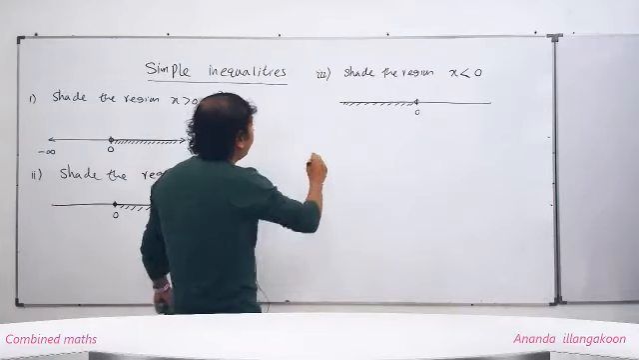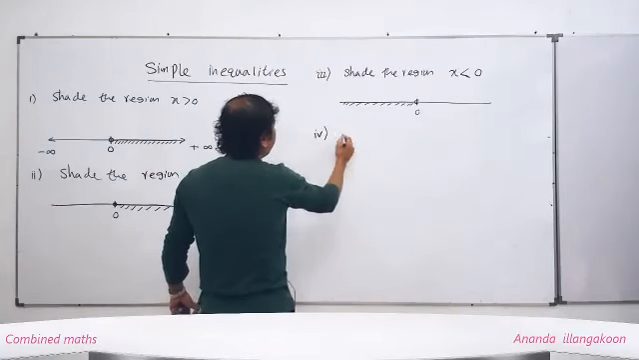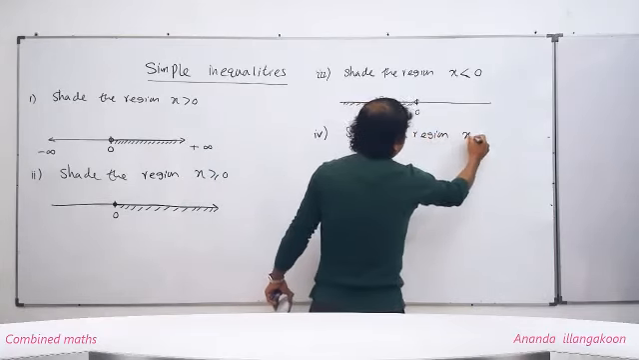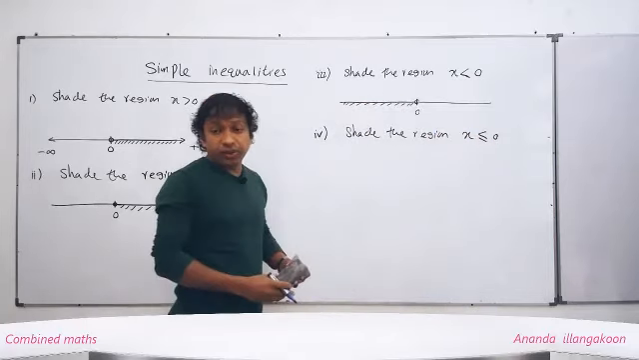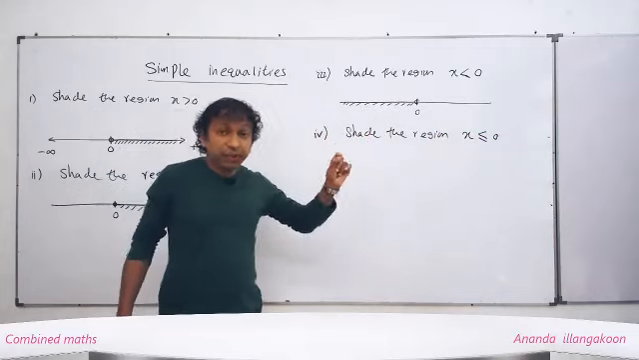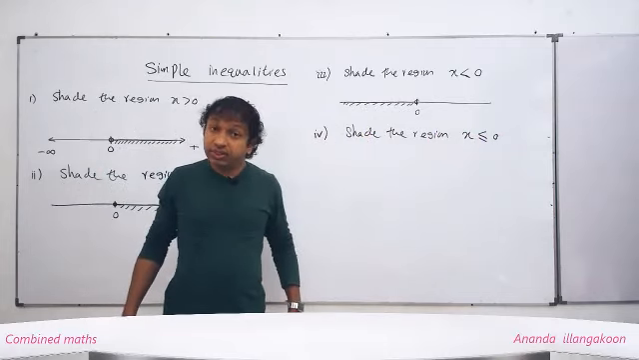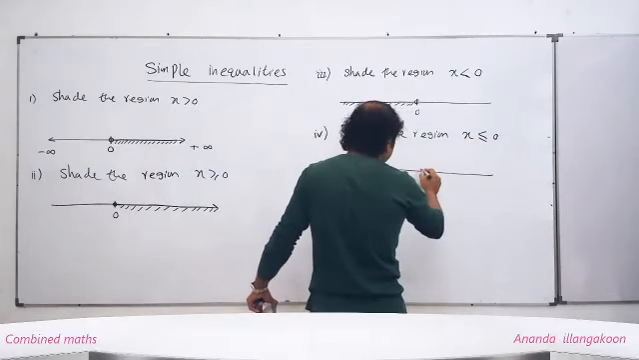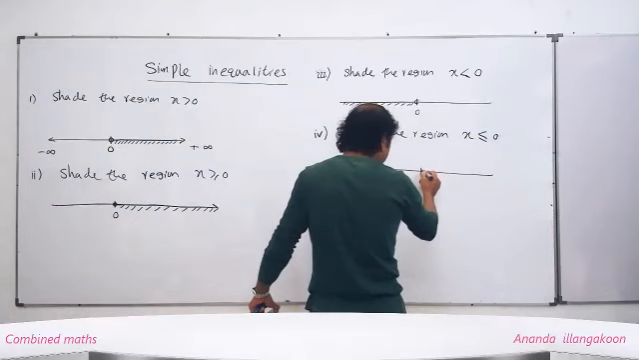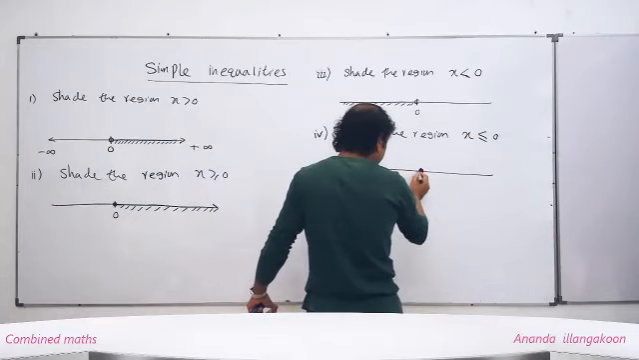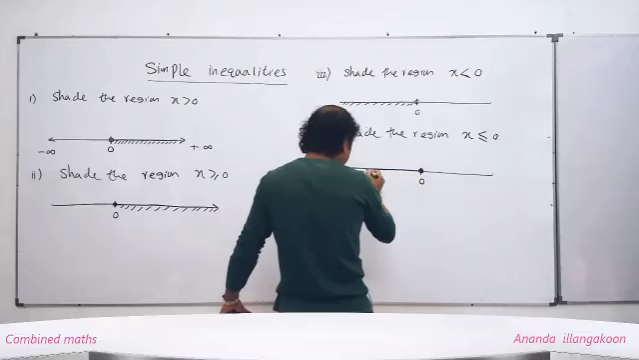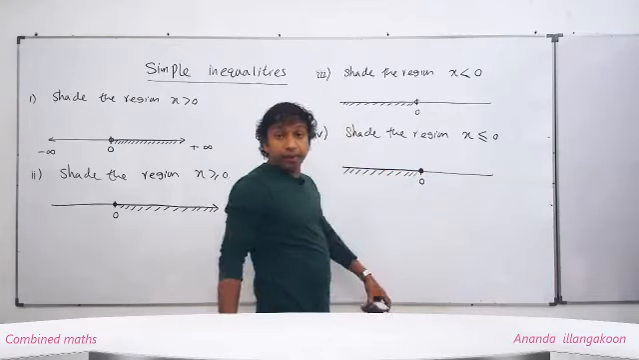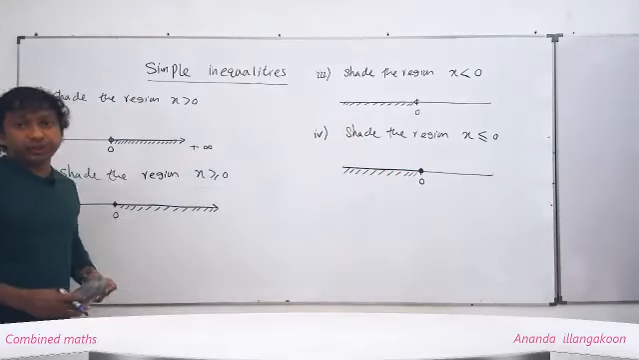Okay. And the fourth one, people, shade the region x less than or equal to 0. There we have an equal sign. That means, people, we have to include that 0 into our region. So here now 0, we have to circle at 0 and we have to color it like this. Okay, right. So this is the first step under these simple inequalities, right, people?